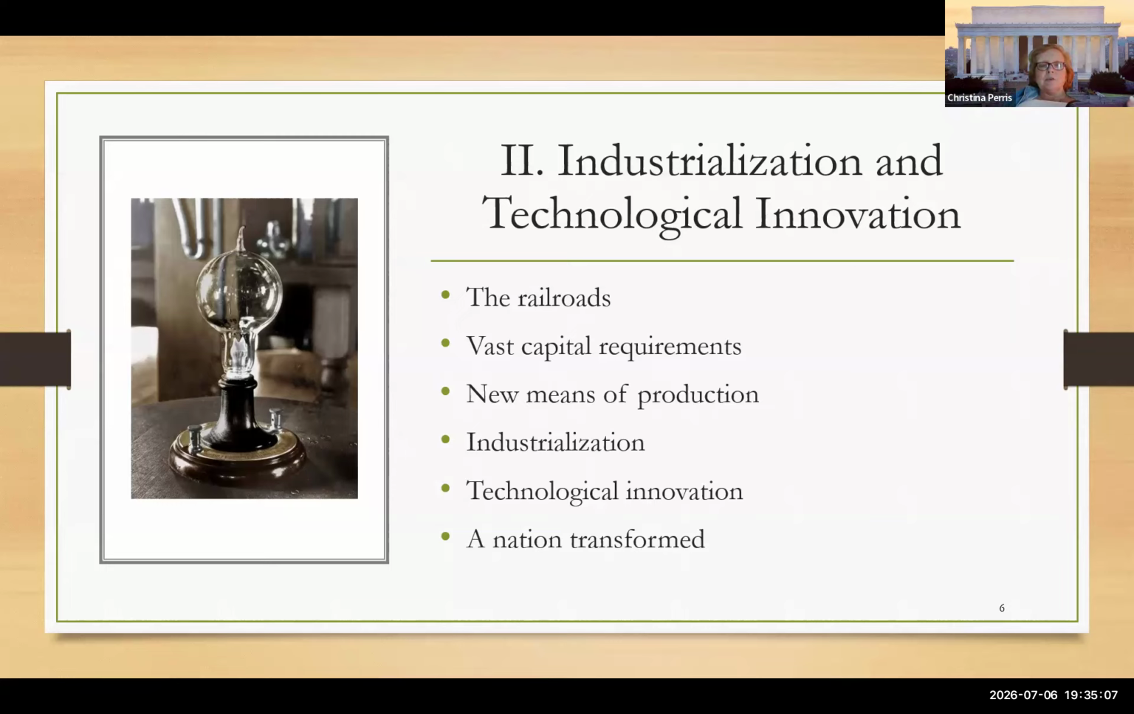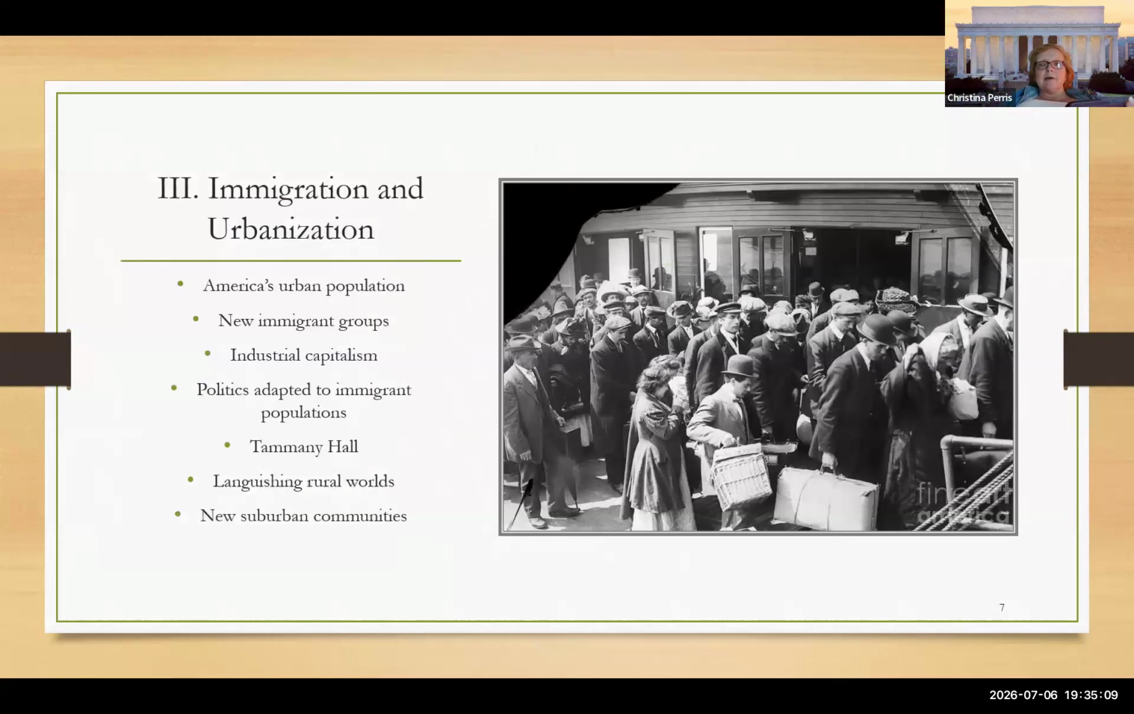So it brings us to our next slide, slide 7, immigration and urbanization. Industry pulled even more Americans into cities. Manufacturing needed the labor pool and infrastructure. America's urban population increased sevenfold in the half century after the Civil War. Soon, the United States had more large cities than any country in the world.